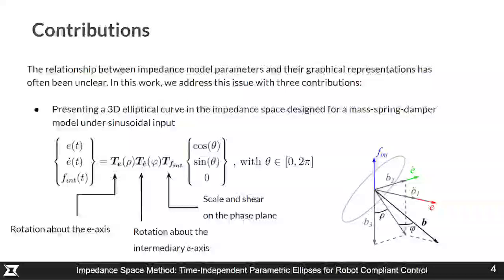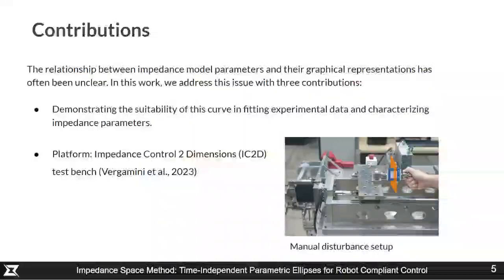The mass spring damper model under periodic input has a planar elliptical trajectory. The trajectory plane normal vector is not time-dependent. Demonstrating the suitability of the curve in fitting experimental data and characterizing impedance parameters.